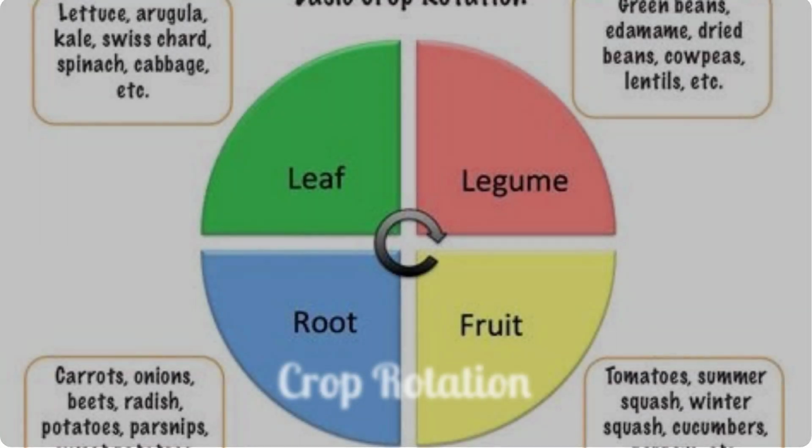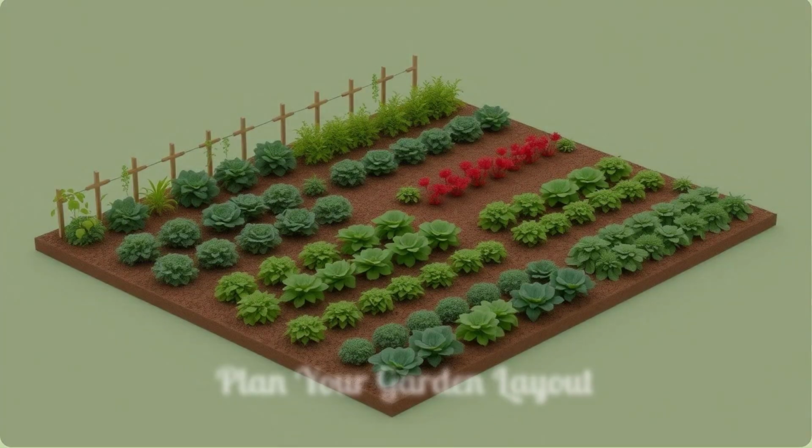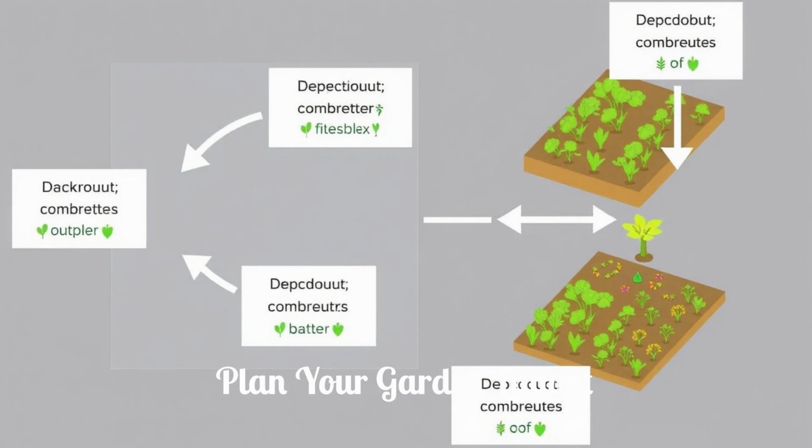Implementing crop rotation in your garden. To apply crop rotation, plan your garden layout. Divide your garden into sections based on the number of crop groups you plan to rotate.